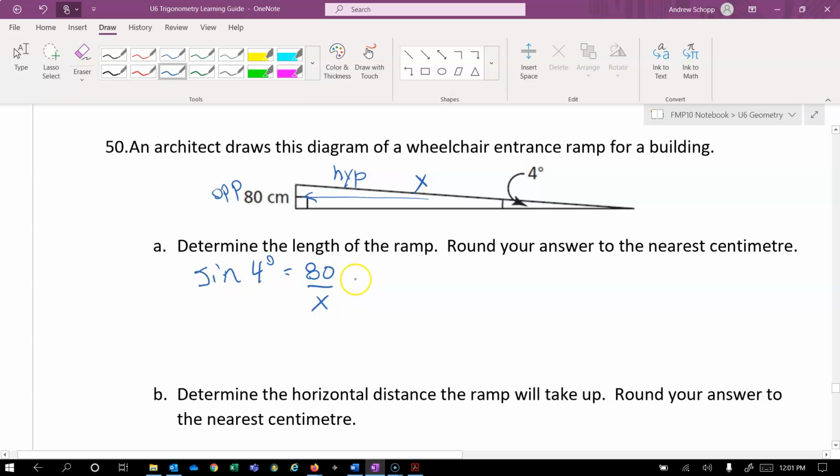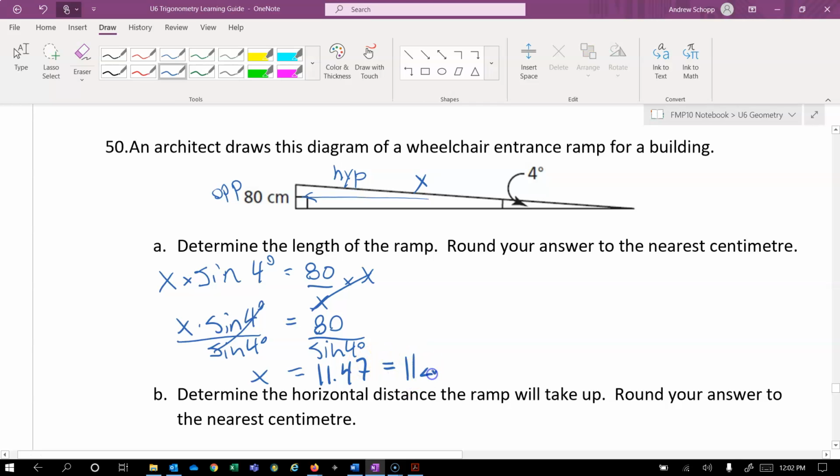Equation solving, let's get our unknown out of the denominator, so let's multiply by x on both sides. And 80 is now equal to x times the sine of 4 degrees. Getting x on its own, we'll divide by the sine of 4 degrees. And we get x is equal to 80 divided by the sine of 4 degrees, which we can do on our calculator. And we should come out with something like 11.47. Now what's our answer to the nearest centimeter? So we can just round this to be 11 centimeters.